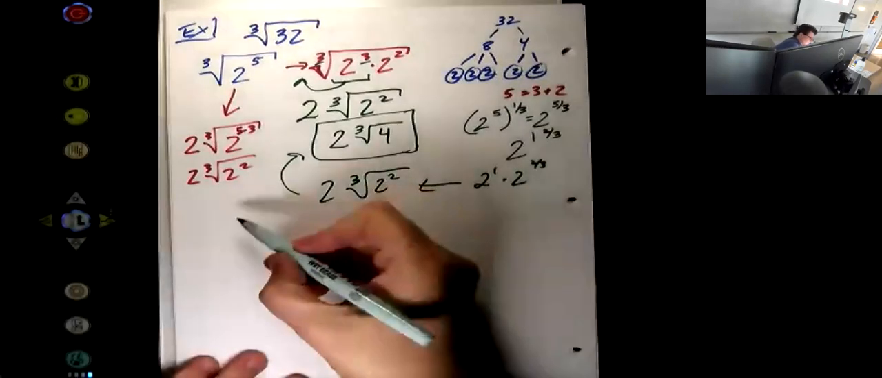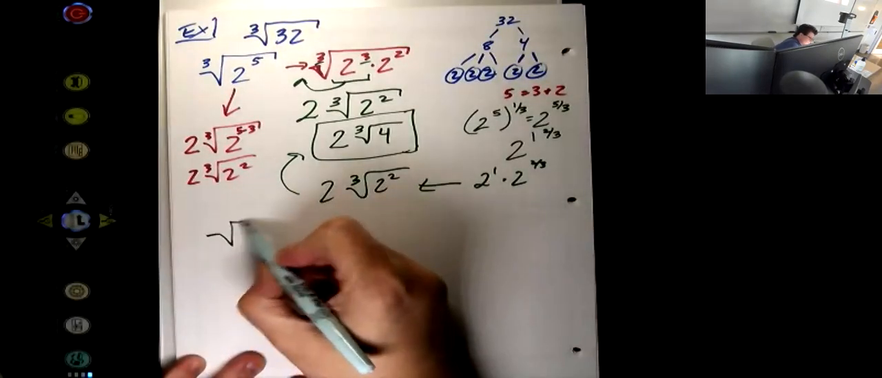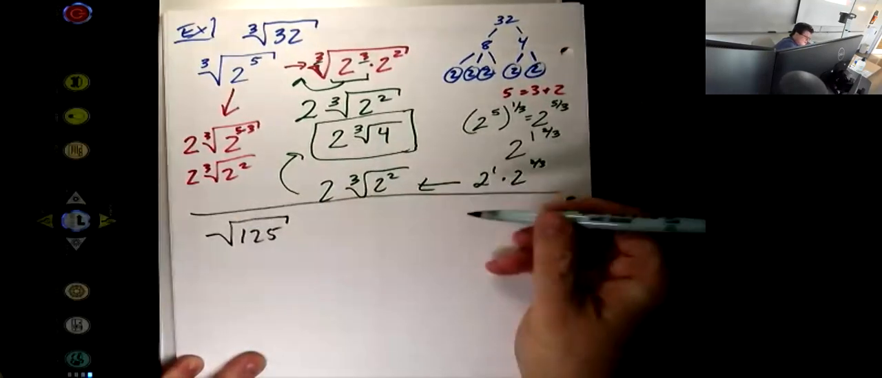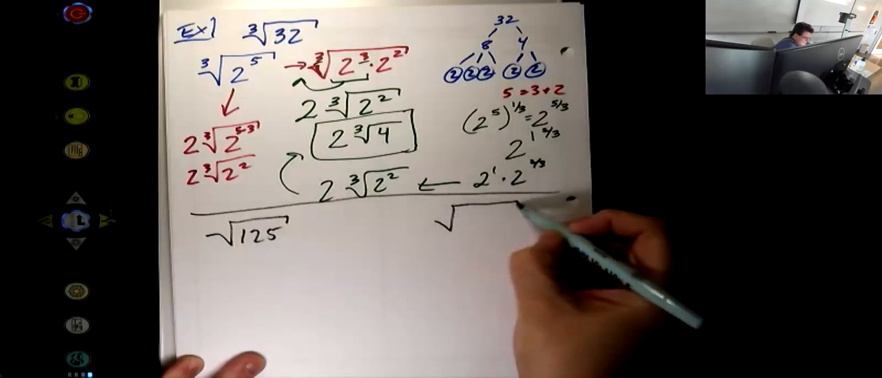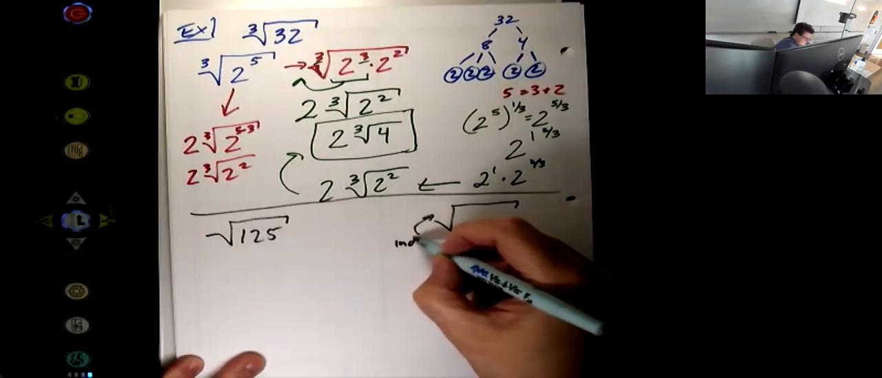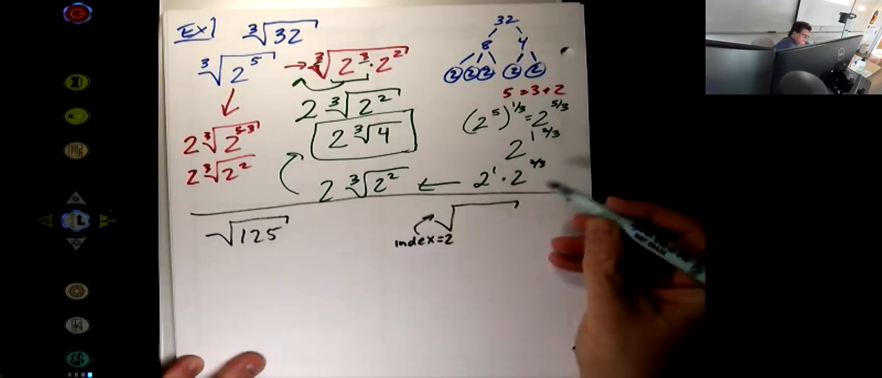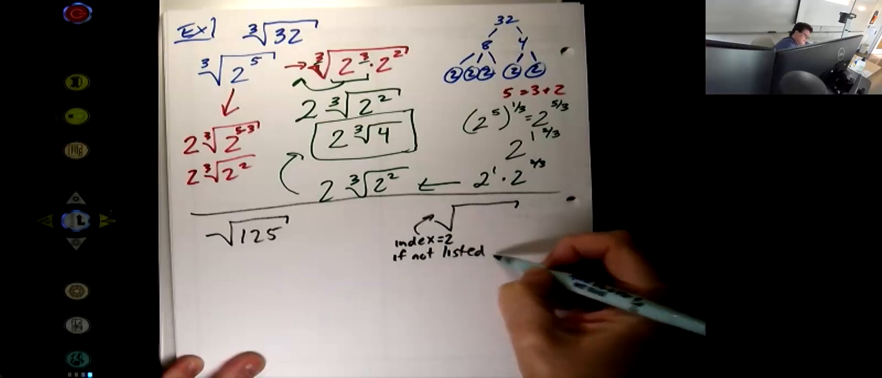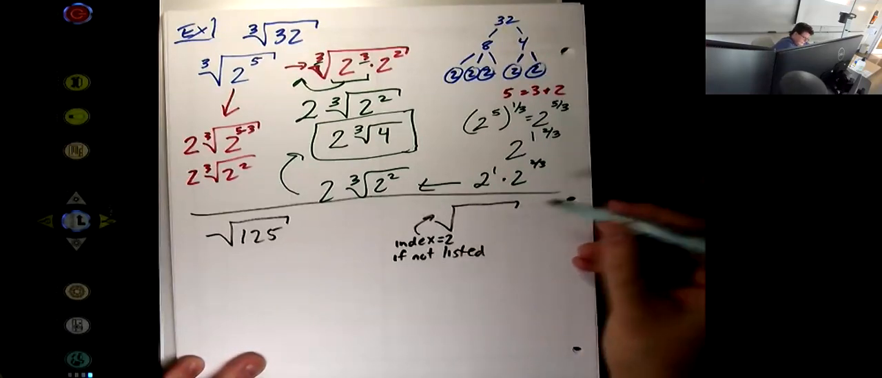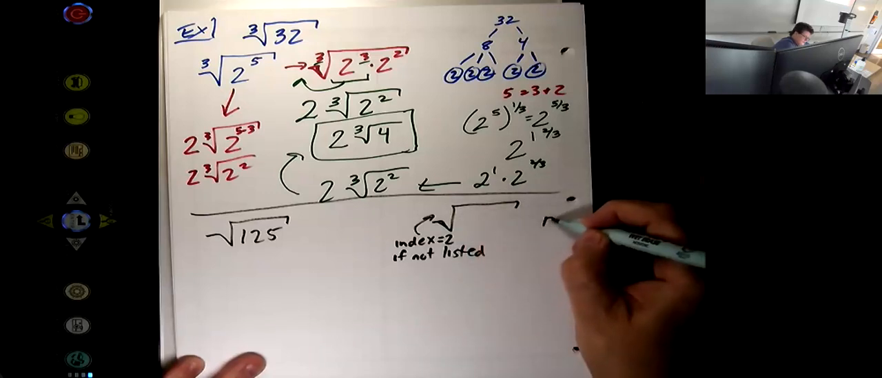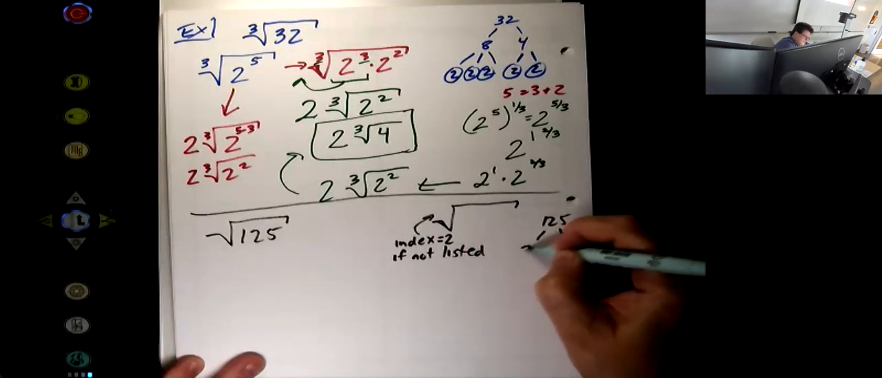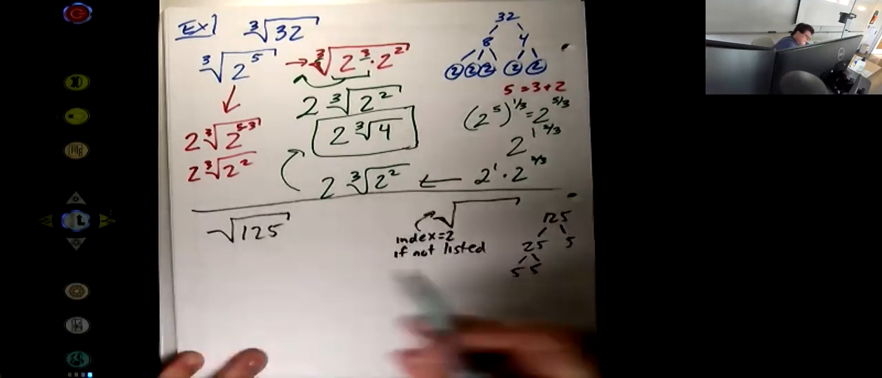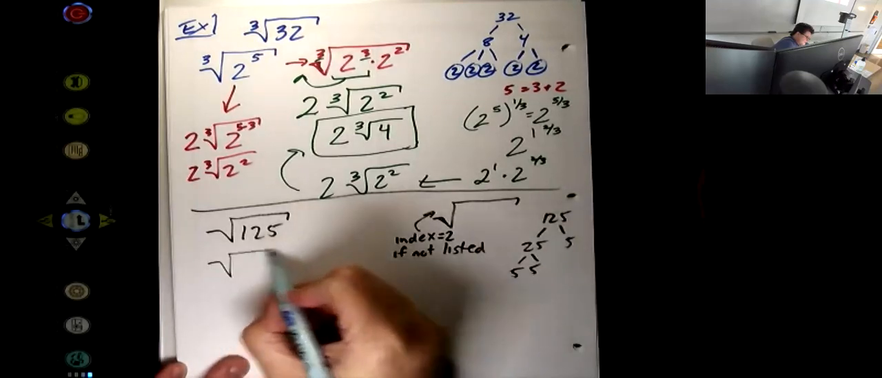So another example is the square root of 125. When there's no number listed, the index is 2, if not listed. So let's see what 125 factors as. That's 25 times 5. And 25 is 5 times 5. So this is the square root of 5 cubed.